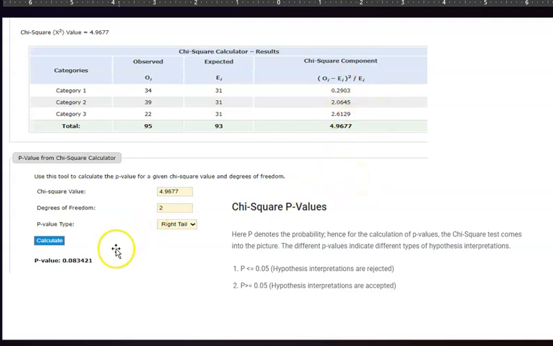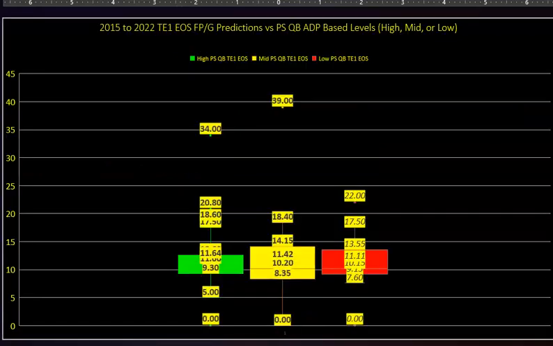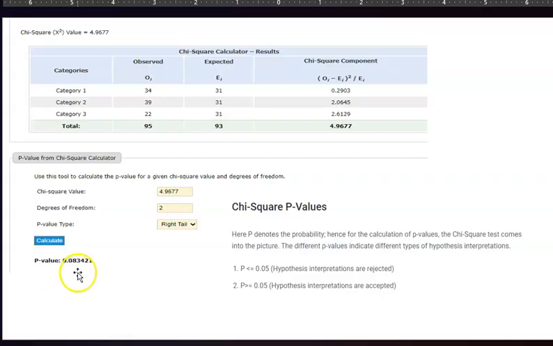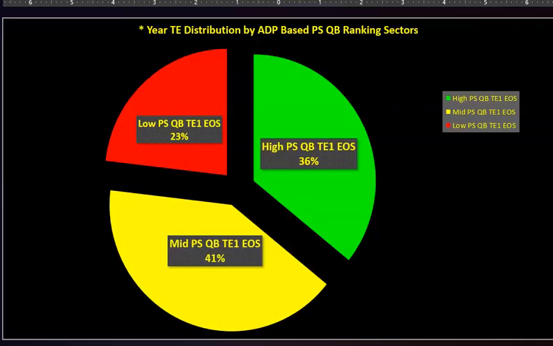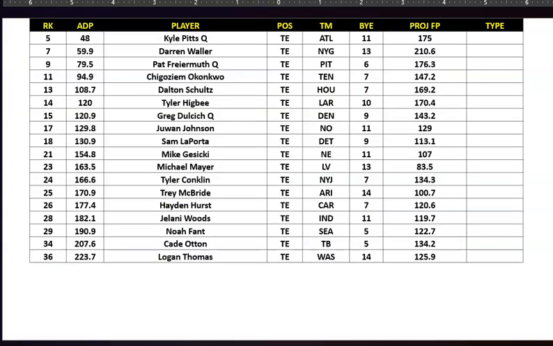And lo and behold, the chi-square said that what we observed, even though it was a little suspicious, in other words, low QBs tended to have fewer tight end ones coming from that group, 23 versus 36. Mid actually had 41. Isn't that interesting? So it is suspicious, but I applied chi-square and it was pretty close to .05, but it was .08. So we have to ignore that. Maybe I need more data down the road. But right now, today, I use the observed versus expected, and I walk away saying no difference. No difference in tight ends here at all.